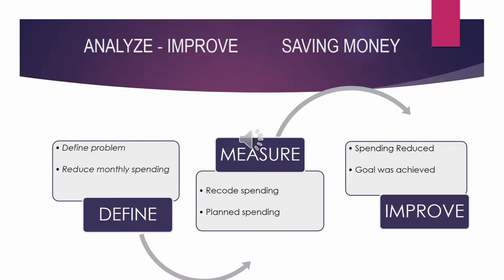So in the define phase, I stated my problem as monthly spending on a steady incline, and that my goal would be to reduce that monthly spending by $50 or 5%. In the analyze phase, we looked at the input and the output, meaning our monthly income versus our monthly amount that we're going out. I broke this down into categories and amounts so that we can have a clear idea of what we were spending where.